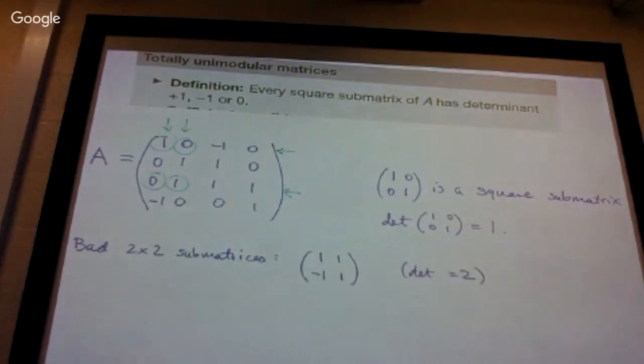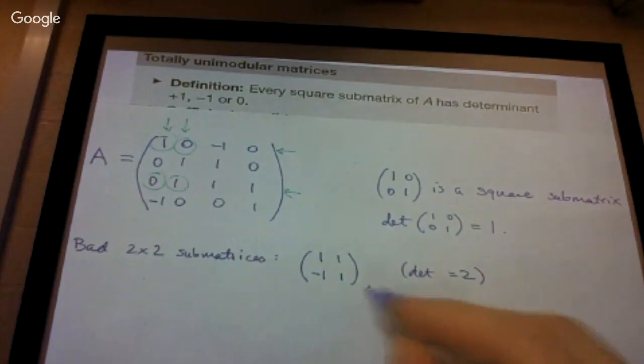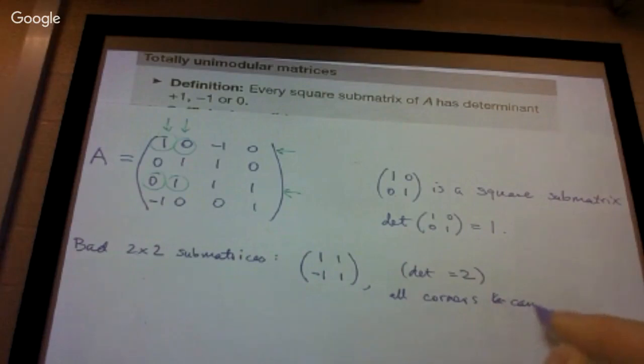And then you can put the -1 in all corners. Well, you can put the -1 anywhere you want, and then you have one that has 3 -1s and the 1, and you can put the 1 anywhere you want. So these are the bad 2 by 2 submatrices.